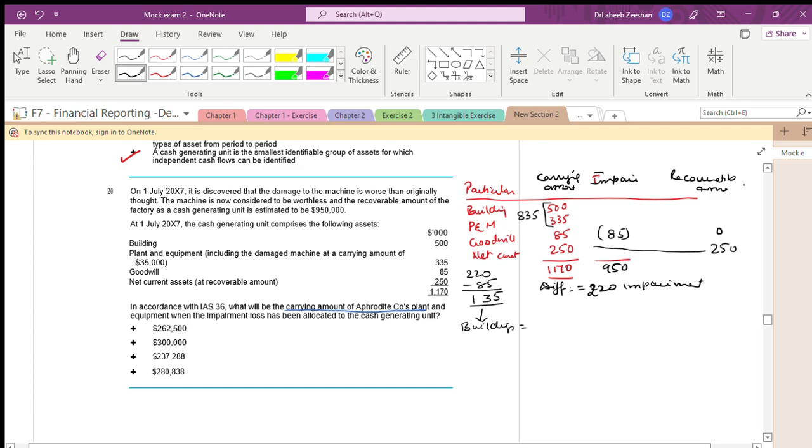How much is the buildings? Buildings is nothing but 500 divided by 835 into 135. How much will you get? 81.